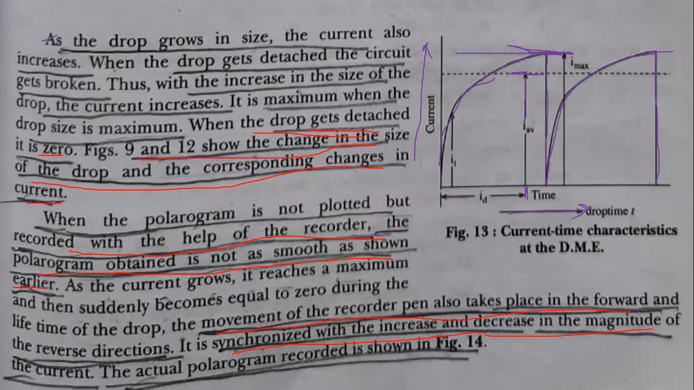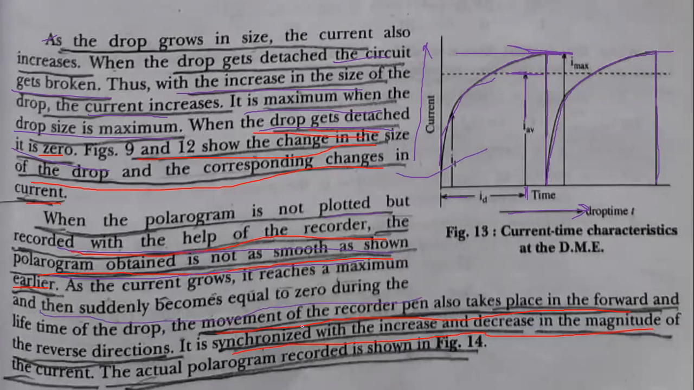So when a drop gets detached, the circuit gets broken. Thus, with the increase in size, current increases. It becomes maximum when the drop has maximum size, and when the drop gets detached, the current becomes equal to 0, as we have seen in the figure. When a polarogram is not plotted but recorded with the help of a recorder pen, the polarogram obtained is not smooth. It is shown in the figure earlier. As the current grows, it reaches a maximum and then suddenly becomes equal to 0.